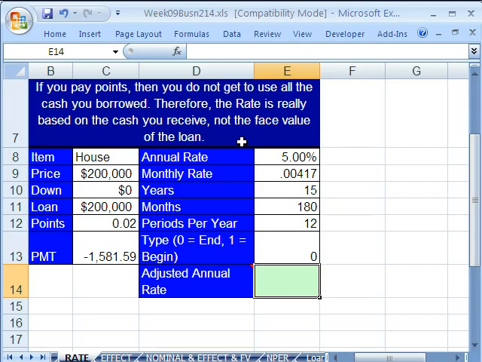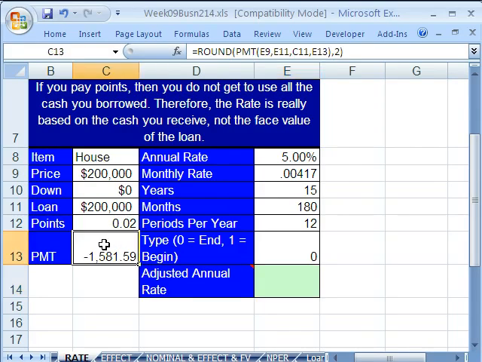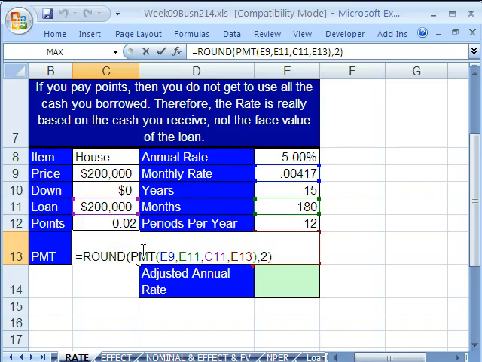Hey, we got to talk about interest rates. We got 6 great tricks for interest rates. Our first one is calculating an adjusted annual rate when you have points on a loan. Now, when you go to calculate your PMT, as we saw in our last video, we are going to use this C11, whatever the full loan amount is, because we actually owe that amount. So we have to use that amount.